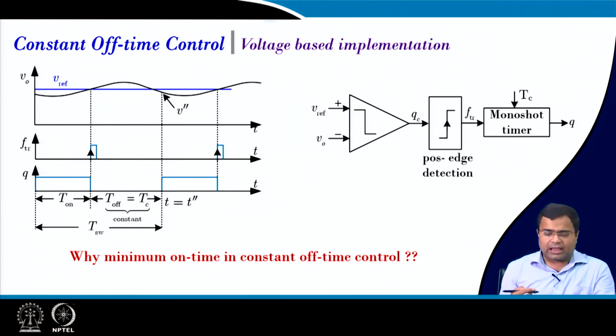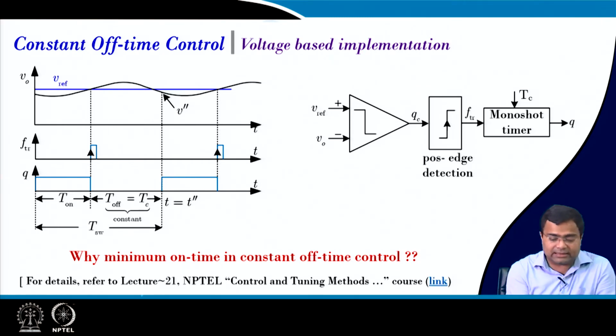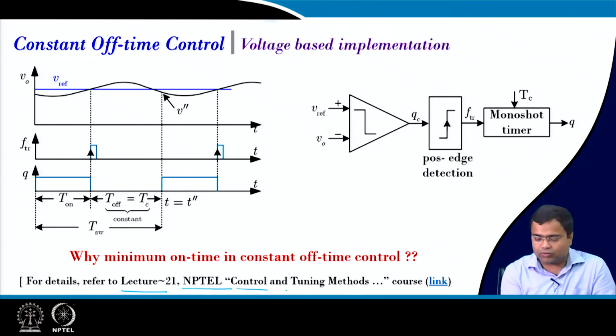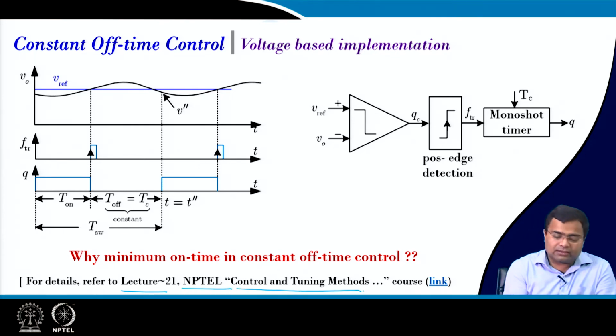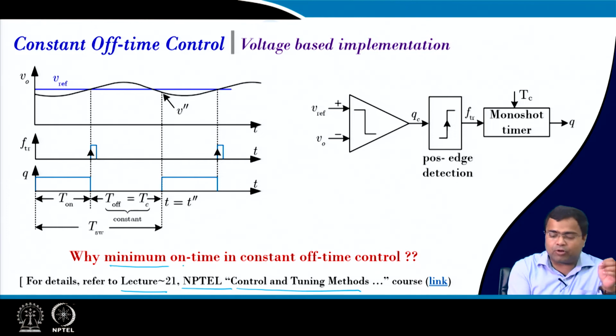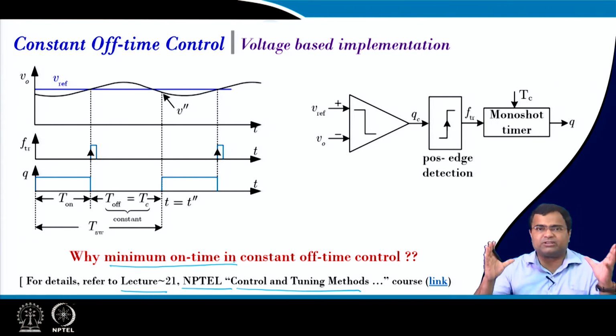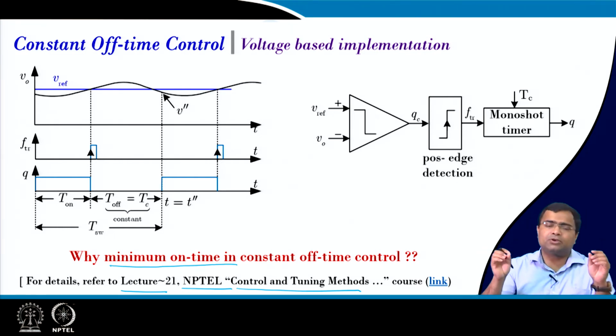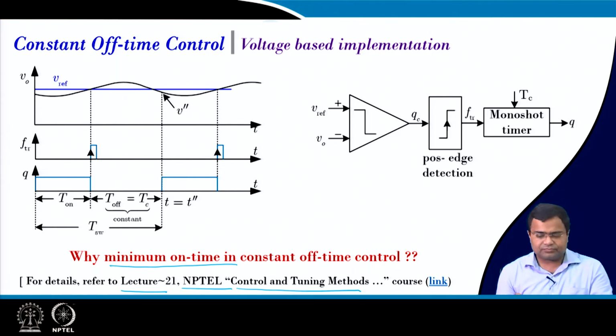And this we have discussed in lecture number 21 in our previous NPTEL course. This is the control and tuning method, where we can get the detailed operation of constant off time modulation, and we have also discussed that there might be a problem, the system might collapse, so you need to introduce a minimum on time, and that is very common in any commercial product. Under constant off time, we should have a minimum on time.